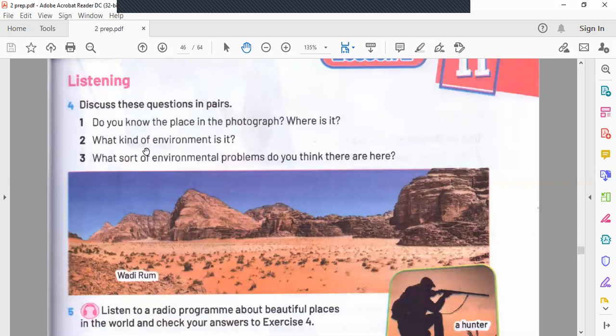Okay, so question number one, do you know the place in the photograph? Of course, it is Wadi Rum in Jordan. What kind of environment? It's a desert. What sort of environmental problems do you think? Of course, they have so many environmental problems like rubbish and driving off paths that may damage the land, plants, and also destroy wildlife.